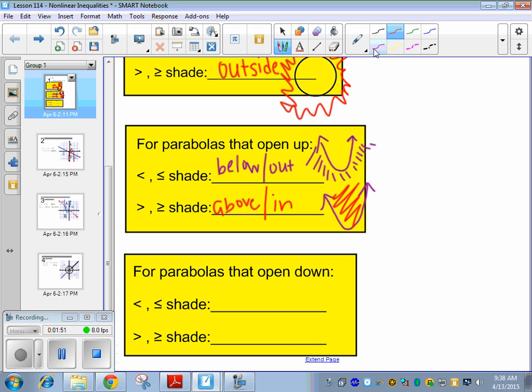And then we have parabolas that open down. So less than means shade below. If it's going down and you're shading below it, that's inside. So still think below, but this time it's kind of inside the parabola since it's going down. And then for greater than, we would shade above, which in this case is like outside the parabola.